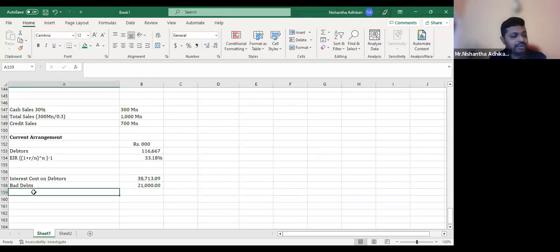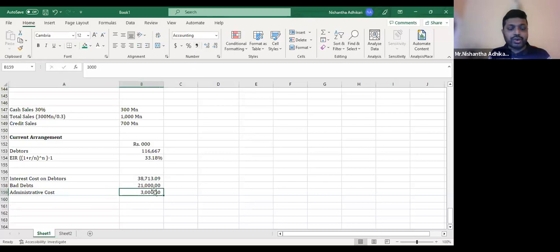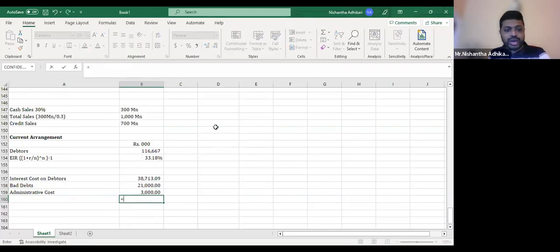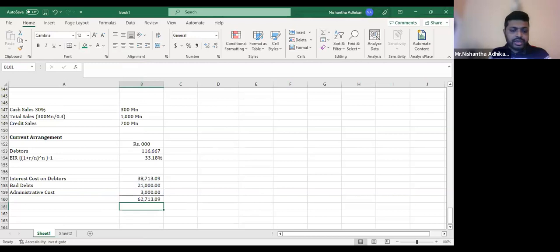Then what else? If you follow the current practice, it says that WPL can also expect a reduction of administrative cost by 3 million. That means if you transfer this operation, the current administrative cost will be reduced by 3 million. That means currently you have an administrative cost of 3 million, that is 3,000, right? These are the costs. If you collect based on the current arrangement without factoring, this is the cost you have to incur. 62,713.9. That is the cost of the current arrangement.